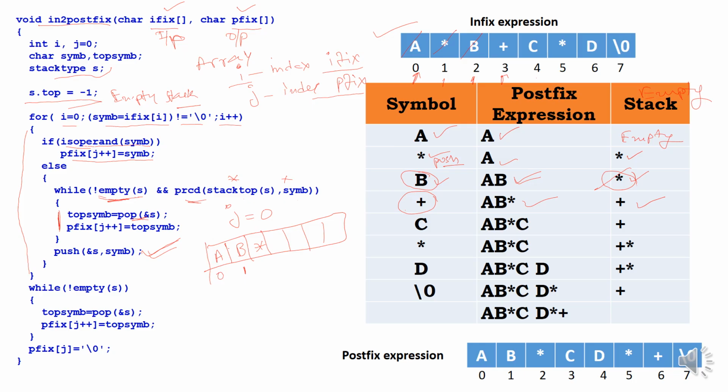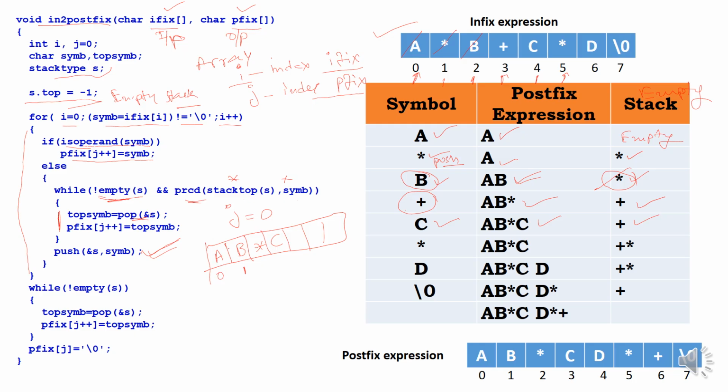Now the symbol is C. Is C an operand? Yes, it is. You read C, add it to the postfix expression. The stack contains plus. Then increase I to 5. Whenever I is 5, the symbol will be asterisk.